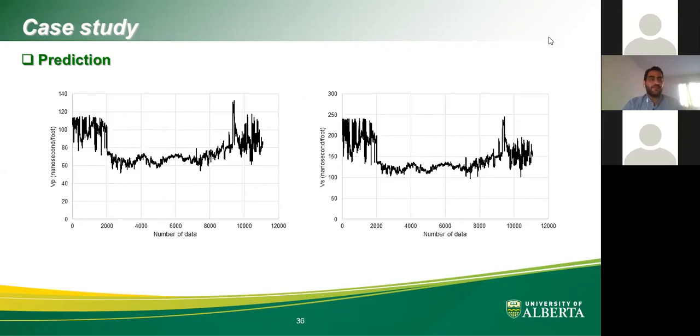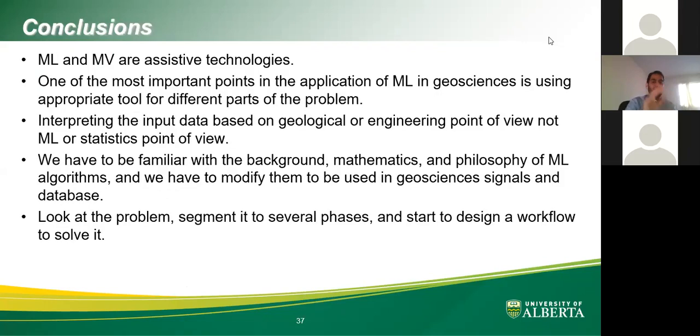Okay, let's go through the conclusions. Conclusions may be the most important part of my presentation. Machine learning and machine vision are assistive technologies. They are not something magical. You cannot do magic with artificial intelligence. They are assistive technologies under human expert supervision.